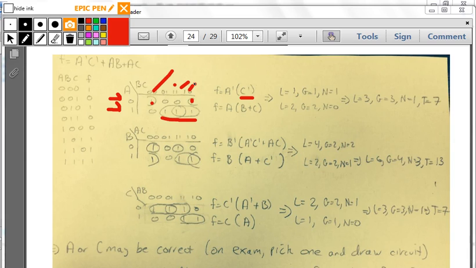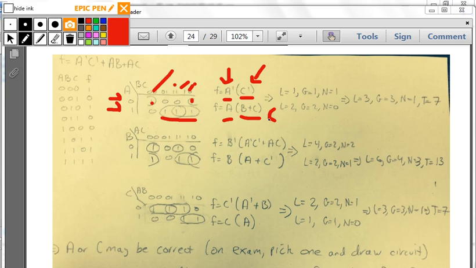Based on B or C, right? So the idea behind Shannon's expansion is if you pick a variable to do Shannon expansion about, if it's 0, you will have some function. And if it's 1, you will have some other function. And this will always be the case. That's the idea behind the theorem, right?